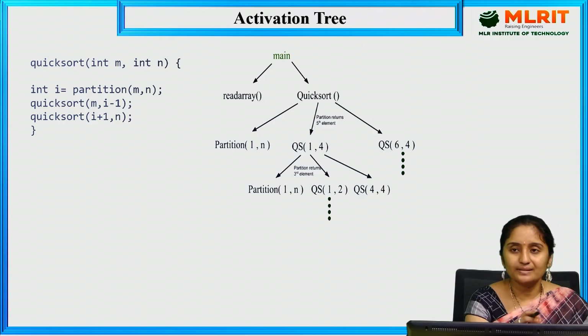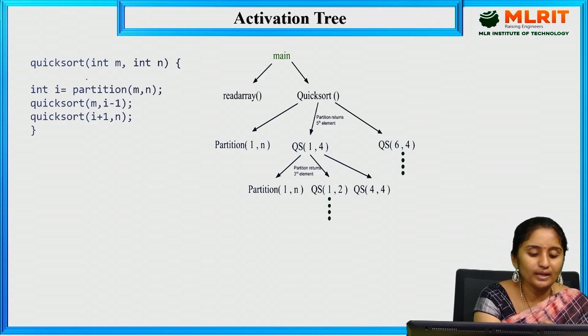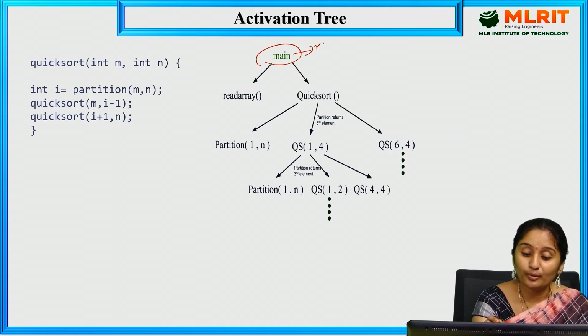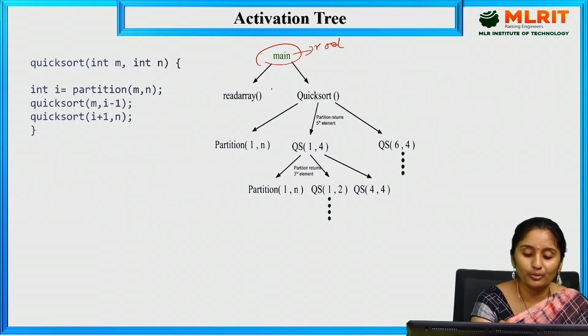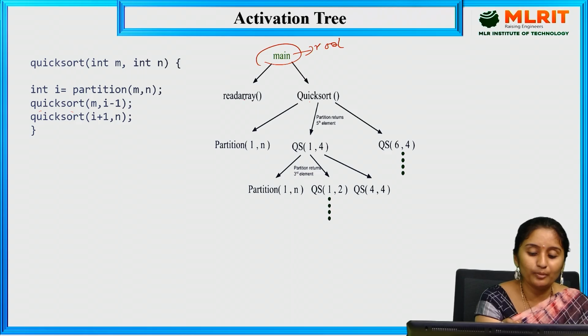So let us see one example using quicksort. Quicksort int m comma n, I equal partition and quicksort. So what does it mean? This is my main program, nothing but my root. Here I said each node represents an activation or a procedure, and the root represents the activation of the main program. In the main program I am going to have read array, and then again quicksort.